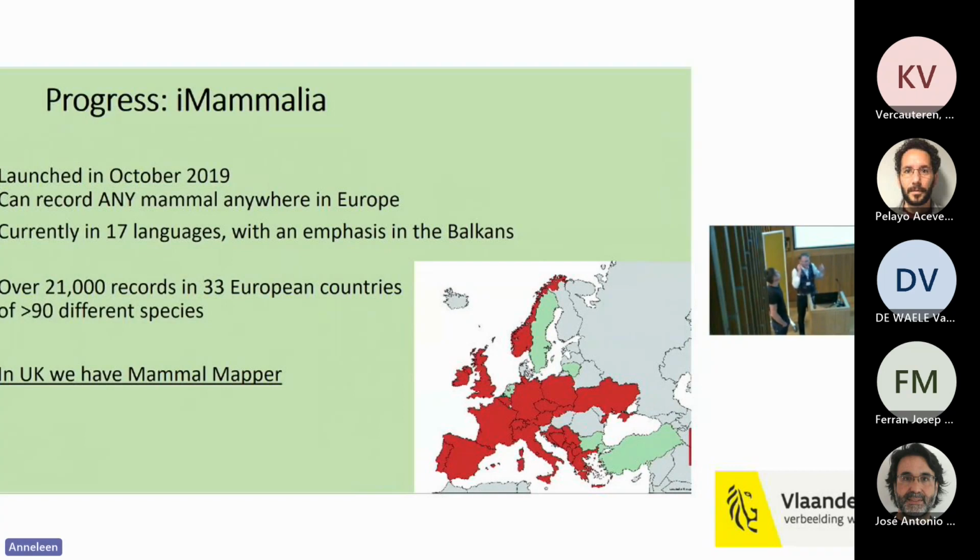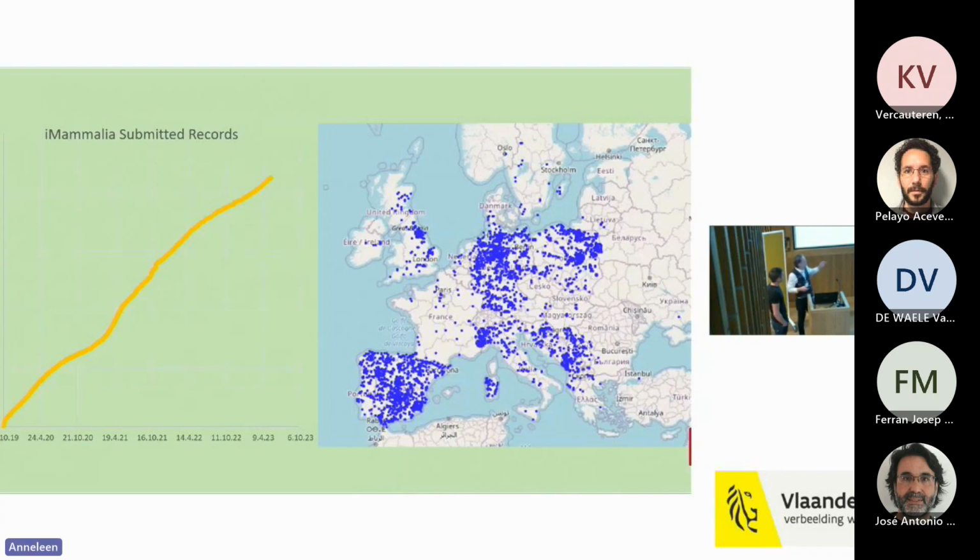Now, the other thing is I've actually found people in Britain using iMammalia because they go abroad. So they like to keep the same system to record everything. So people choose different means of doing things. So we should encourage that, not persuade everybody to use iMammalia. Use anything that gives us data, I think, to my mind. So we've had, despite lockdowns, lots of records submitted. You can see where these are. So I think it's been particularly successful.